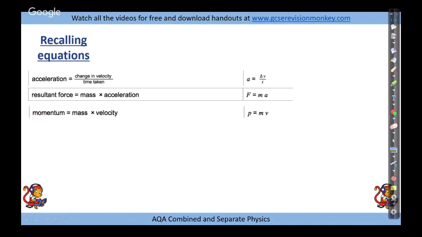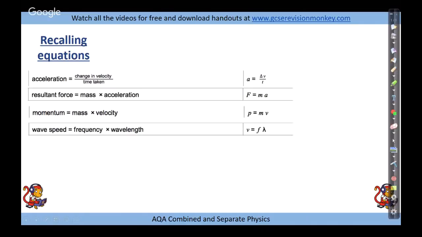Momentum equals mass times velocity. So the momentum an object has is its mass times velocity. Wave speed equation, really important equation, this one: v equals f lambda, or velocity, wave speed, equals frequency times wavelength. Okay, so velocity or wave speed equals frequency times wavelength.